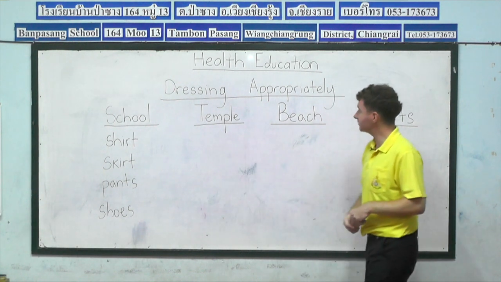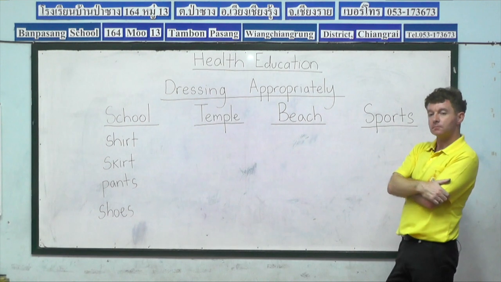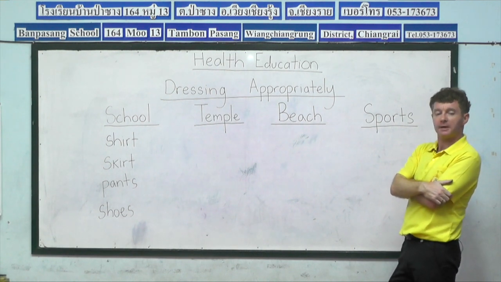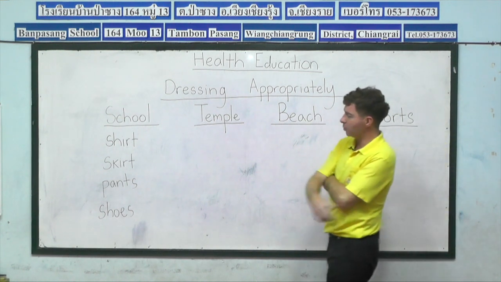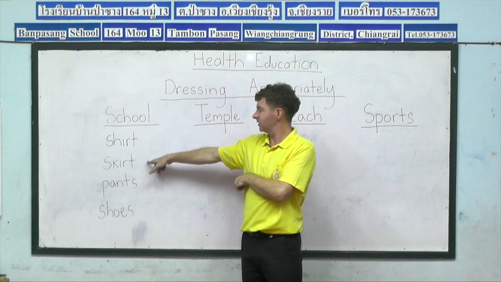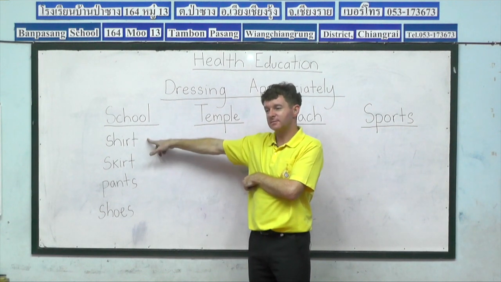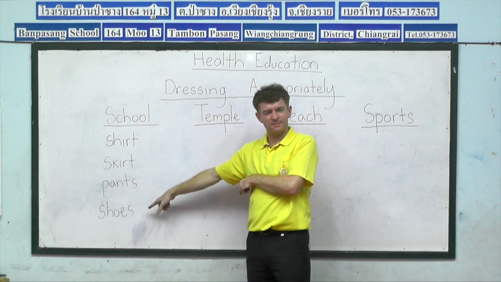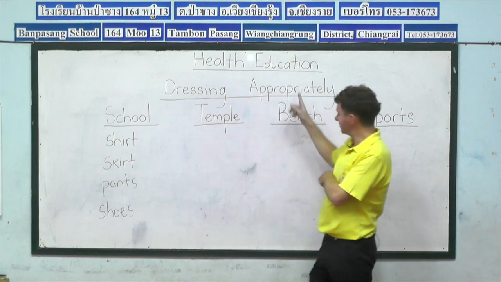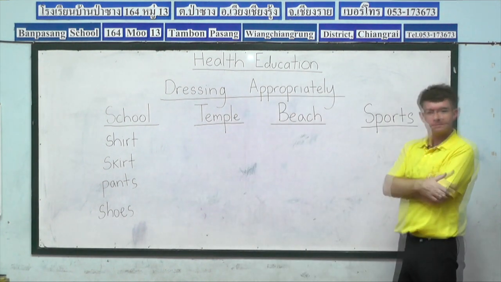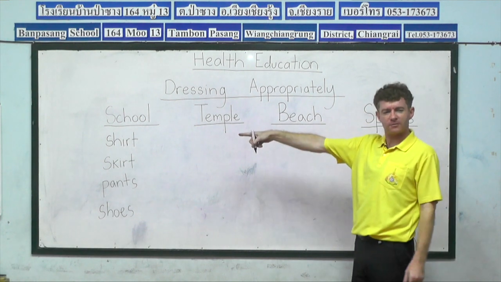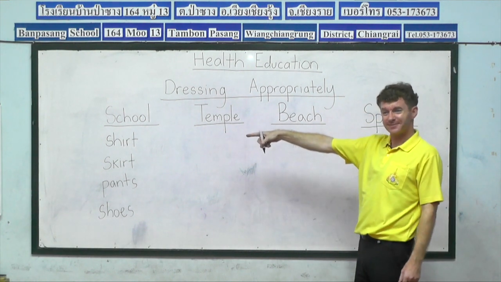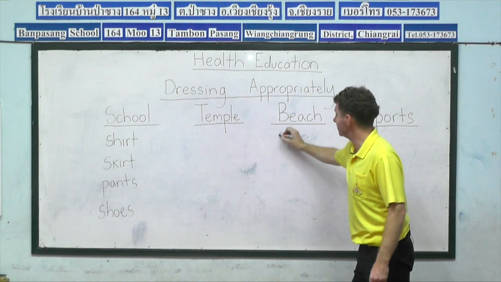But now, let's think about the beach. What will we wear when we go to the beach? What type of clothes? When you go to the seaside or the beach, do you wear skirt? Shirt? Shoes? Pants. So what types of clothes do you wear at the beach? Shorts, exactly. You'd wear shorts. Do you wear shorts at school? No. We wear shorts at the beach.